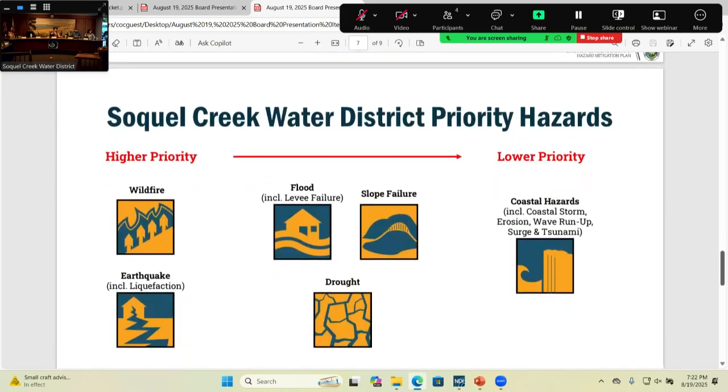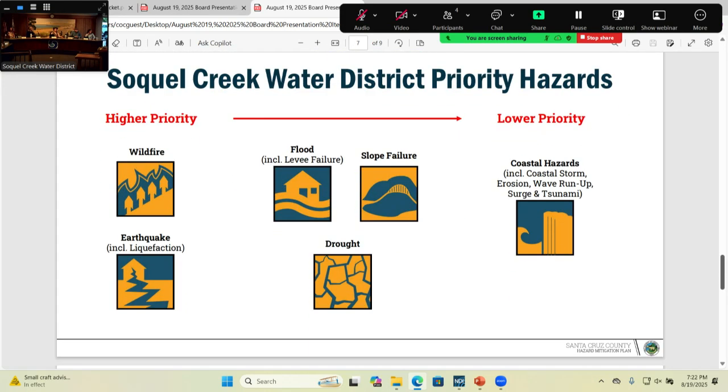Yeah, I do expect wildfire to climb that list. Specific to Soquel Creek Water District, the staff worked off those hazards we mentioned before to further narrow the scope of our study for our area.